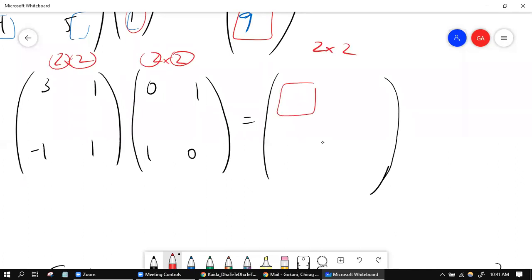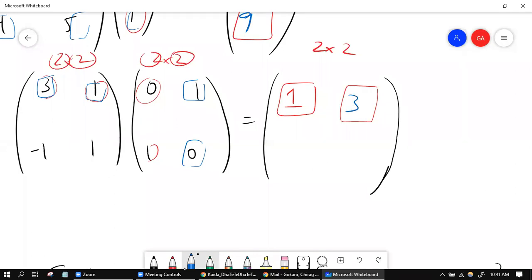So what does this number equal? What is the first element? Take the first row. 3. Is it 3? No, it's just 1. It's 3 times 0 plus 1 times 1. 3 times 0 is 0. 1 times 1 is 1. You add them, you get 1. What is this element? It would be 1. Oh, wait, no, that would be 3. Yeah, 3 times 1 plus 1 times 0.